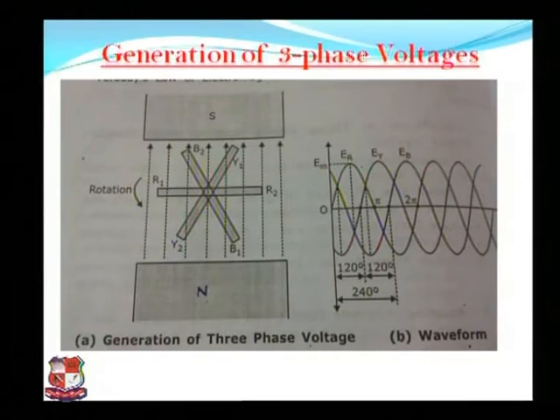This is again one of the figures of three phase voltage generation. As we already talked about, the coils' north and south poles are rotating whenever the supply is given, and according to that, in phase 1, whenever they are cutting the rotating magnetic field, the voltages are generated.